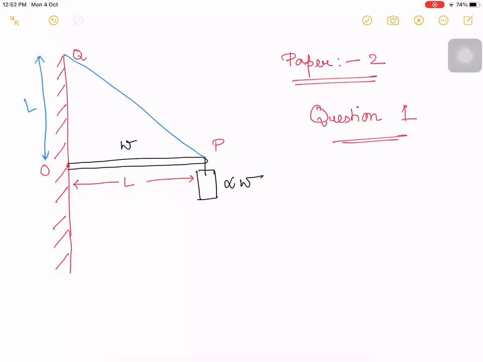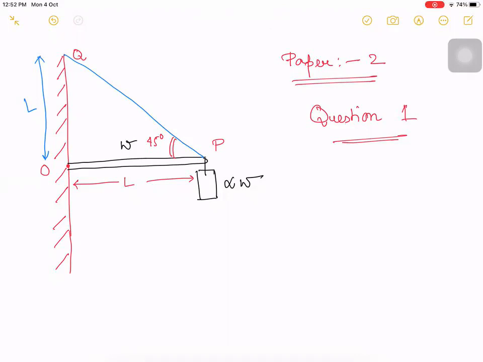Question number 1 in paper 2 is fairly simple, where there is a rod which is hinged at the point O, and the rod is supported by a rope QP. There is an additional load of alpha W, which is kept at P. The problem is clear, the dimensions are clear. You can fairly quickly find out that this angle that the rope makes is 45 degrees. Why? Because the length of the rod is L, and also this distance Q to O is L.